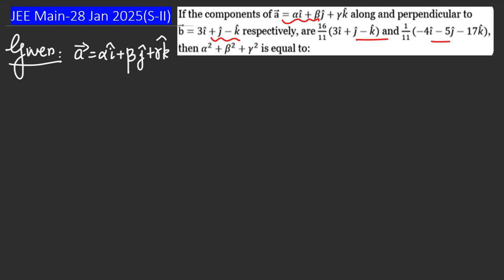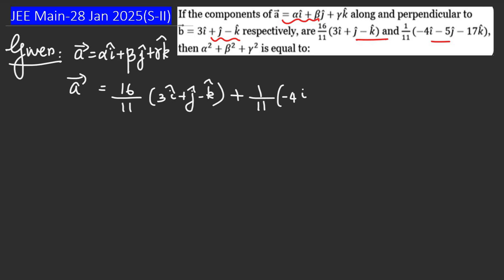Therefore, A vector can be written as 16 by 11 times (3 i cap plus j cap minus k cap) plus 1 by 11 times (minus 4 i cap minus 5 j cap and minus 17 k cap). 44 divided by 11 i cap.